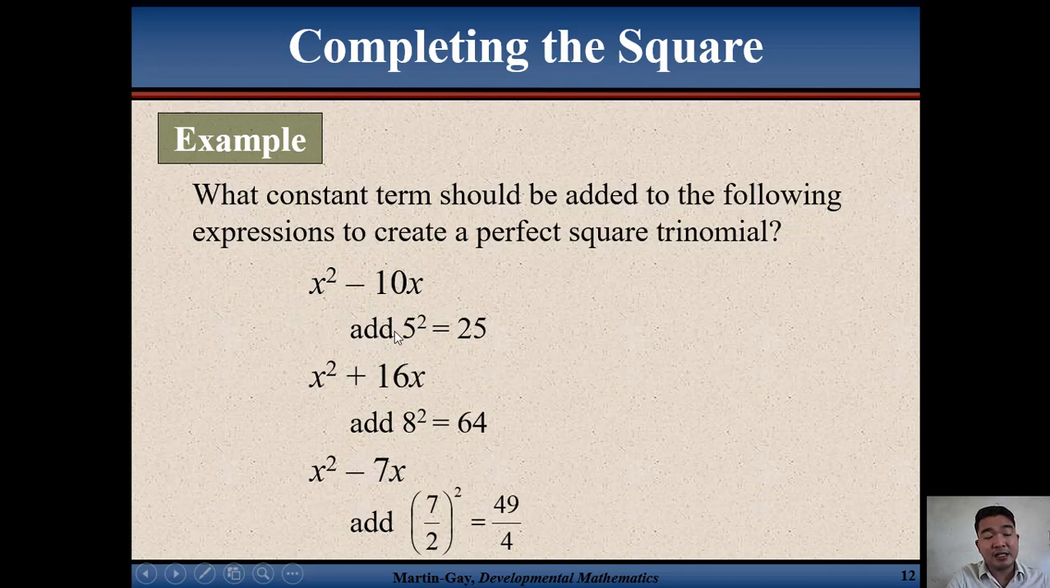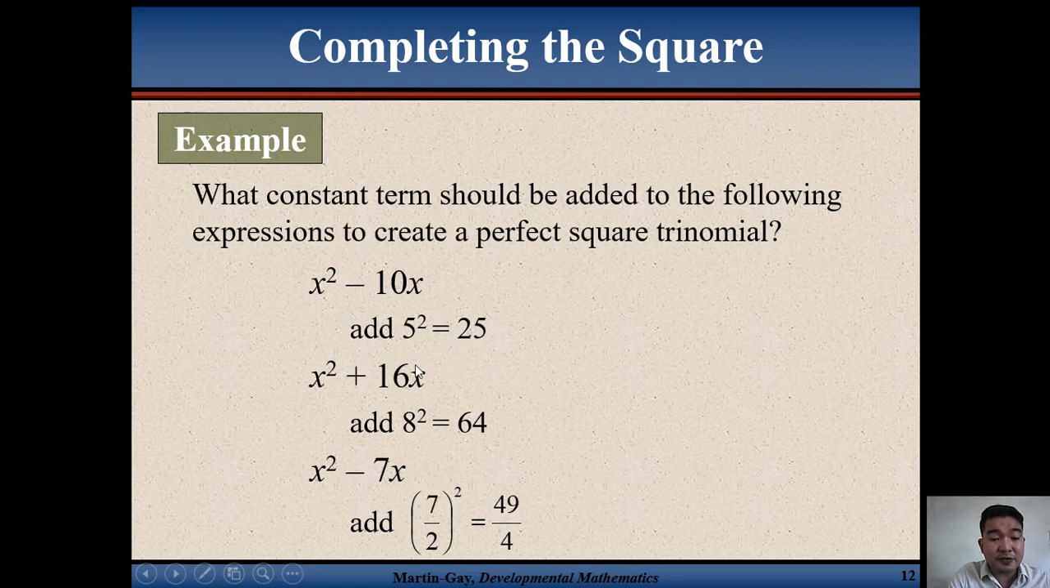Take note that we add 5 squared or 25. In here, we add 8 squared or 64. Here, we add 7 over 2 squared or 49 over 4. Where do we get that? So 5 squared is 25. It is from 1/2 of 10, squared. What is 1/2 of 10? That is 5. And then you get the square of that, so you will be having 25.